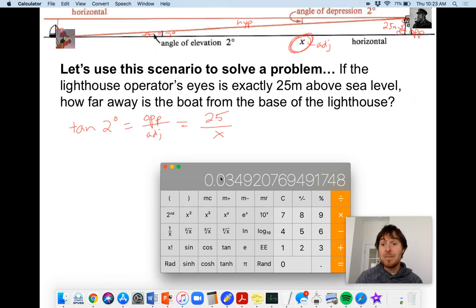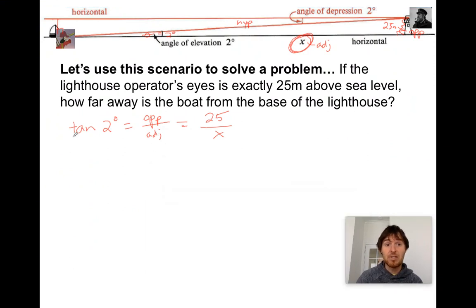Remember, we can do a mean swap in this situation. That's typically how I do it. This is tangent of 2 degrees over 1. This is 25 over x. So I can swap my means, or I can flip both fractions, and that could help me too. But I'm just going to do an extreme swap right here. So x equals 25 over tangent of 2 degrees.